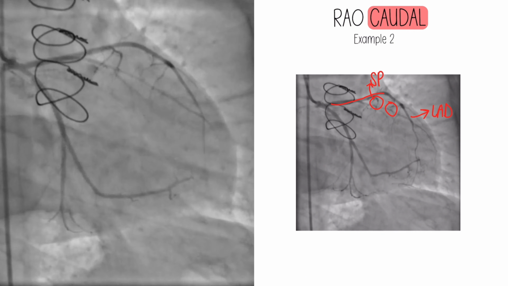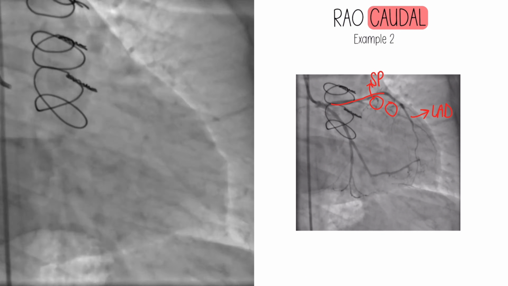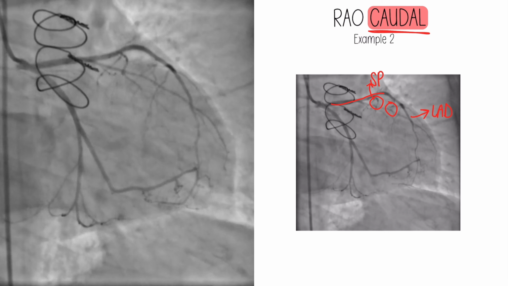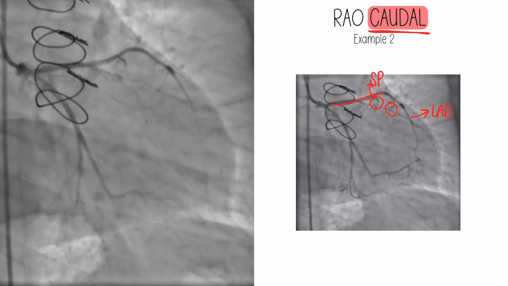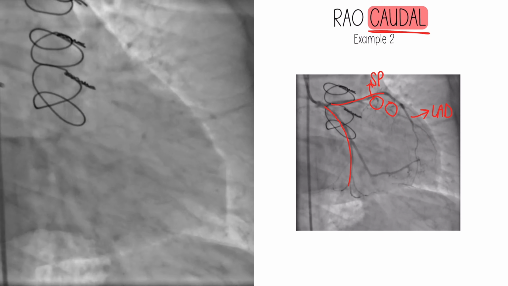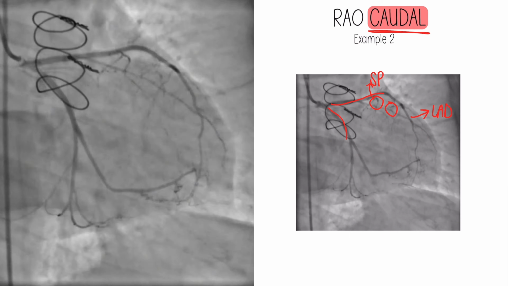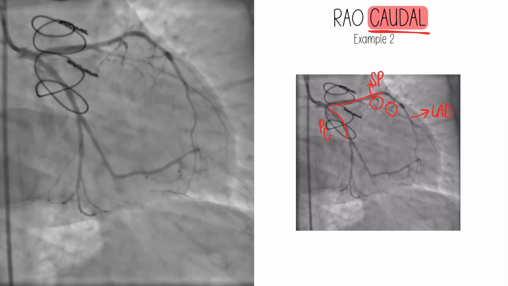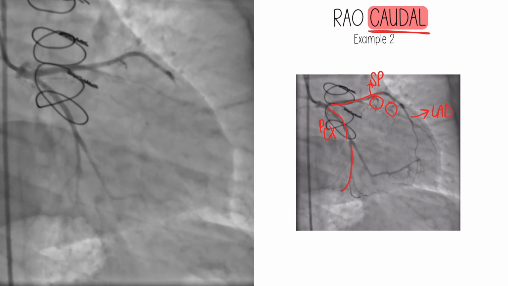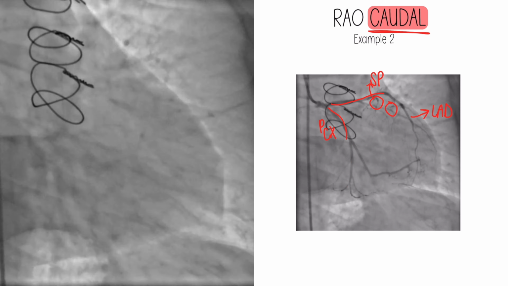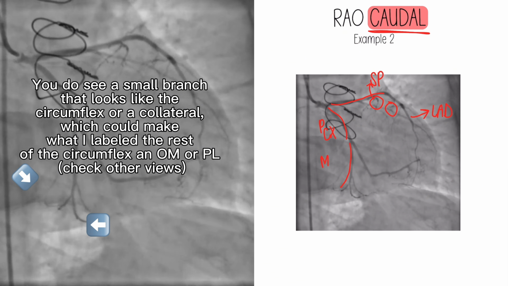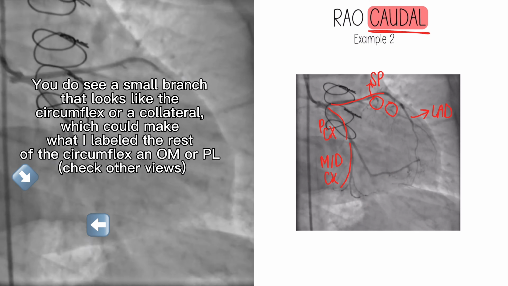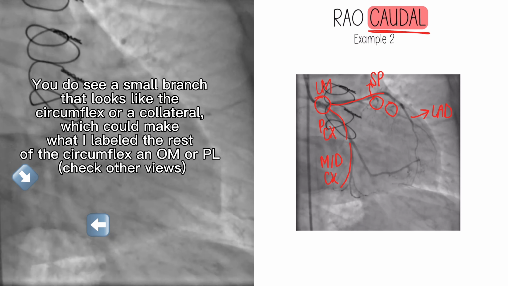But again, these are the normal questions you're going to ask yourself when you're in a view that is not for the LAD. And then you will confirm that in different views. This is the circumflex, right? So we'll call this the prox circ. And then possibly, well, that is in the AV groove, so we'll call that mid to distal circ. This is the left main.